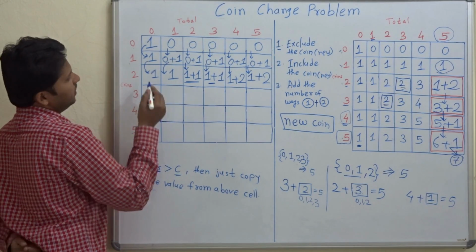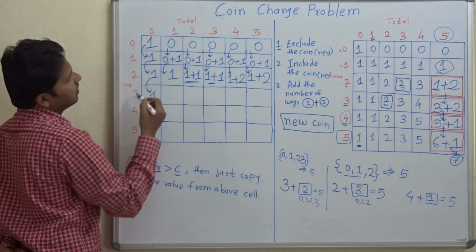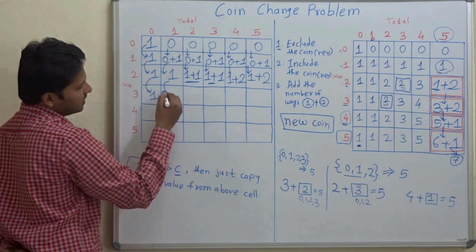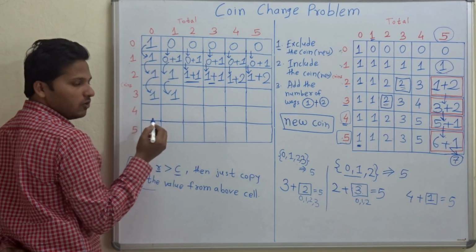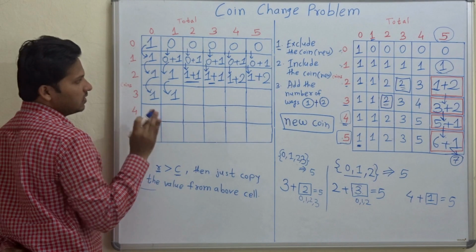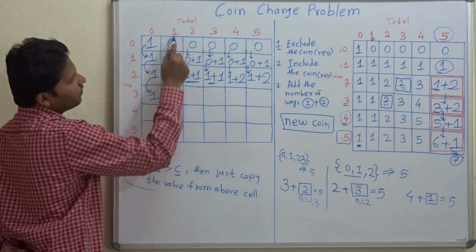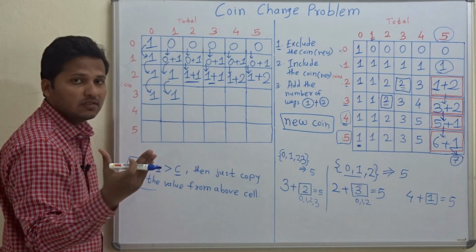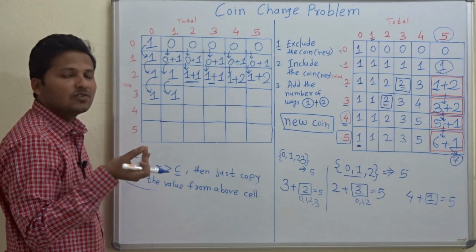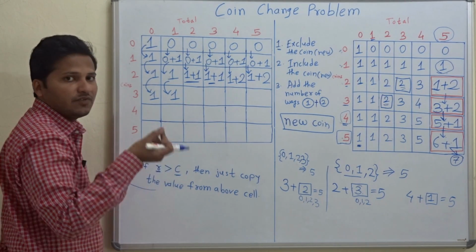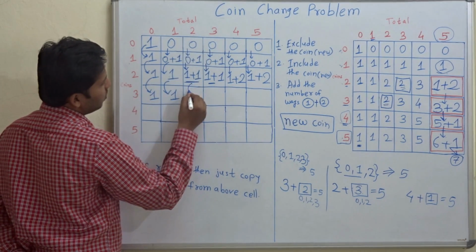Let's do it fast now. 3 is greater than 0, so just copy the value. 3 is greater than 1, so just copy the value. When the row value is greater than the column value, then you don't need to add anything. Just copy the value from above cell, because the denomination 3 is greater than 1. So that coin will not make any effect to make 1 by using the coin of denomination 3. Obviously it will not make any effect. So again 3 is greater than 2, copy the value from above cell.